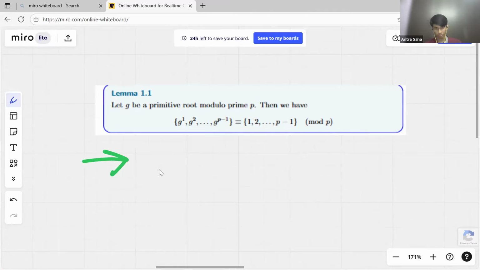Any idea on how to approach this, those guys who haven't seen this before? Anyone?